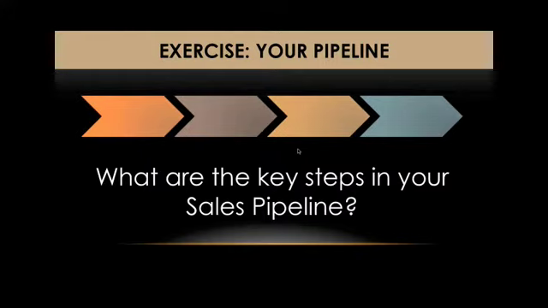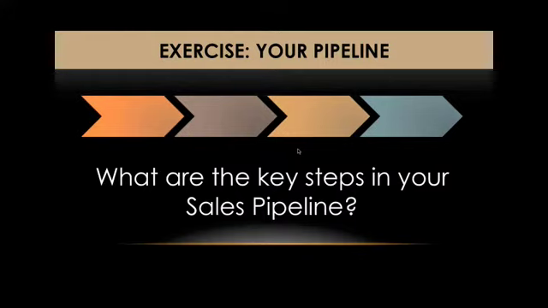The easiest way to do this is to start at the end and ask, what does my pipeline look like? What's the finish? Is it a project? Is it a product you sell? Is it a service? What is it? And then move back through.